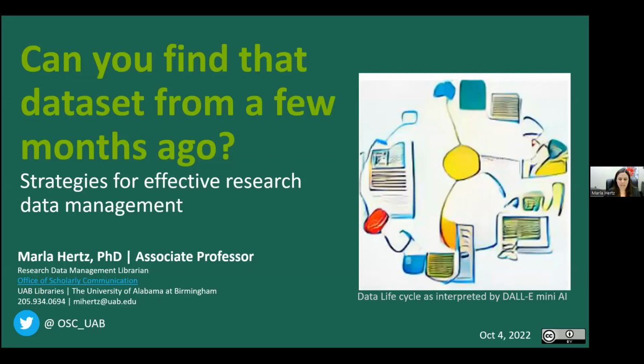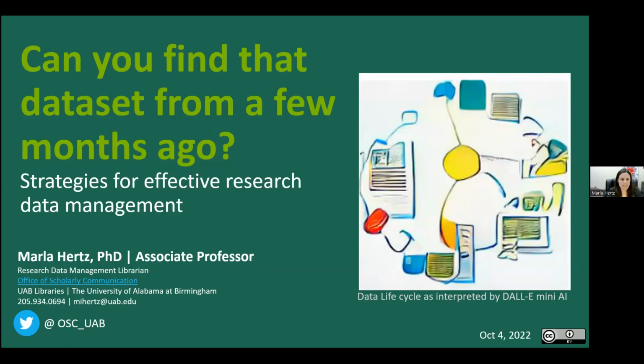And I agree that managing research data itself is a beast, and I really appreciated that the DALL-E mini AI, when I put in data lifecycle, came out with this sort of abstract, strange art piece that I think really encapsulates how nebulous research data can be.